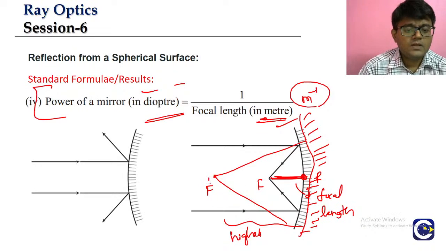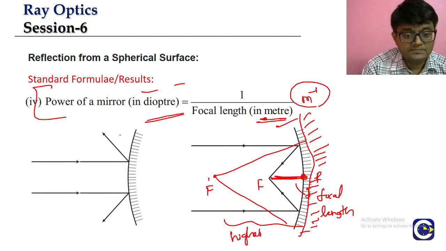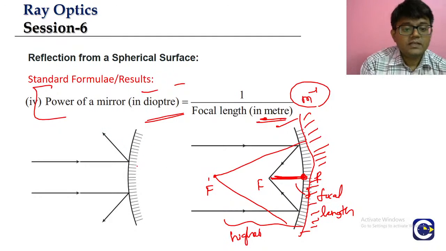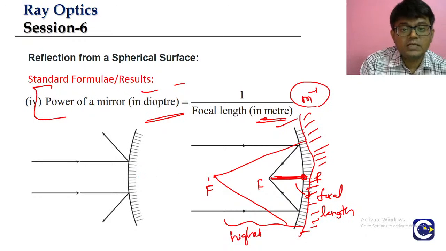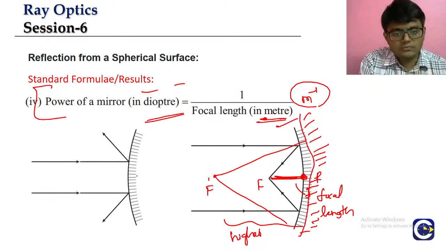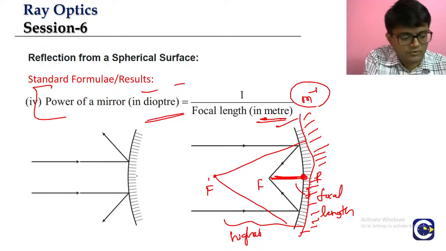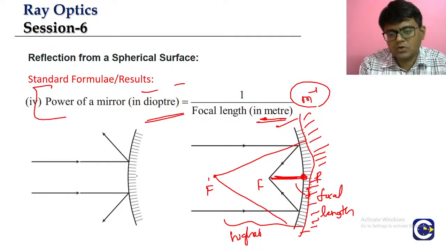Which we will be calling as diopter. Now when we talk about the convex mirror, it is supposed to diverge. So here also, if the focal length is lesser, the amount of divergence will be more. Same, the power will be, for the convex mirror or concave mirror, power formula is same. Reciprocal of the focal length.